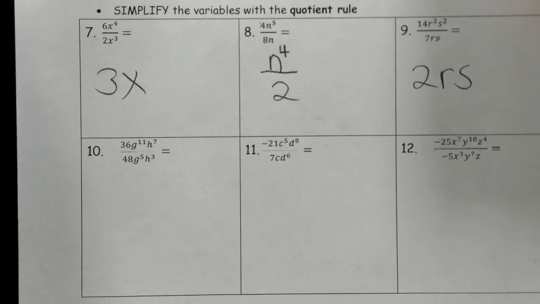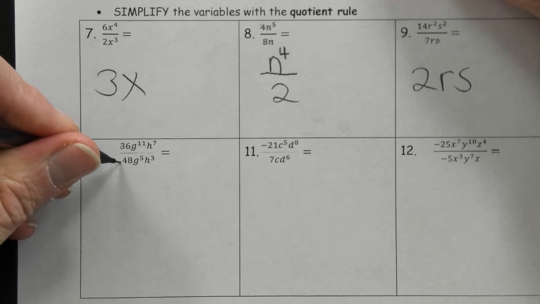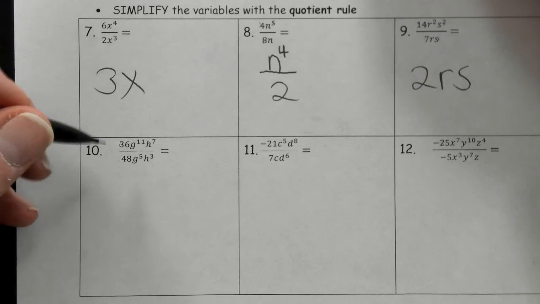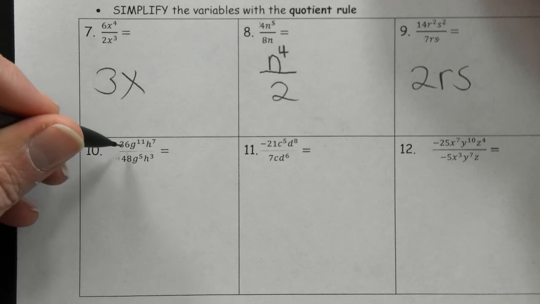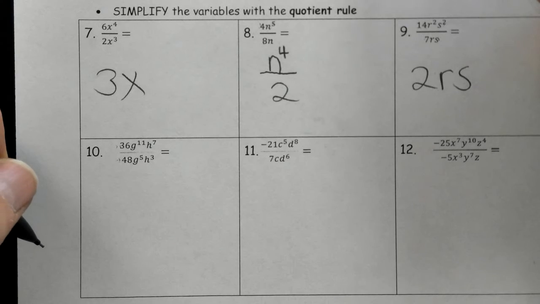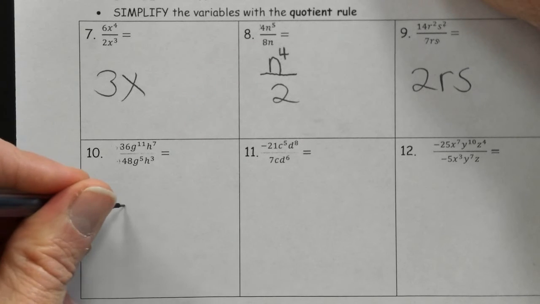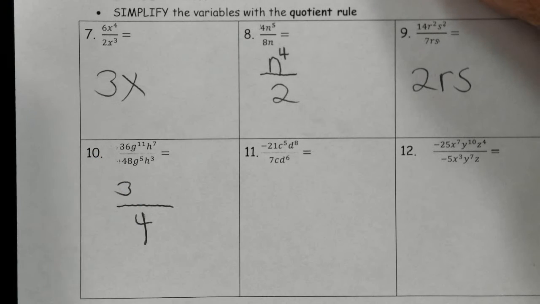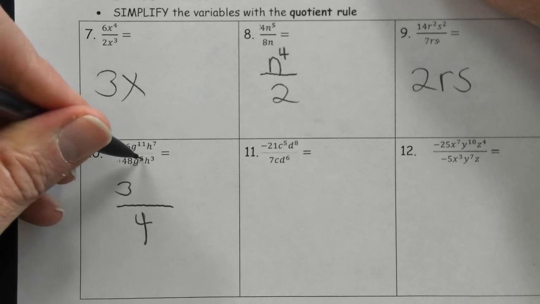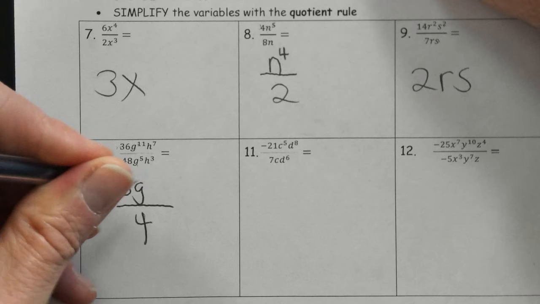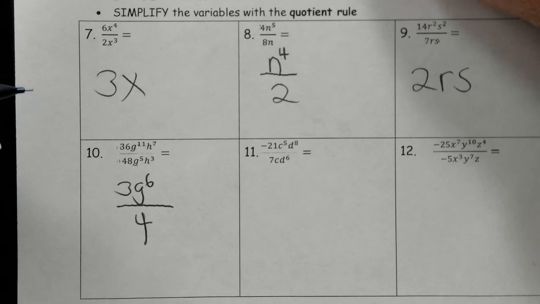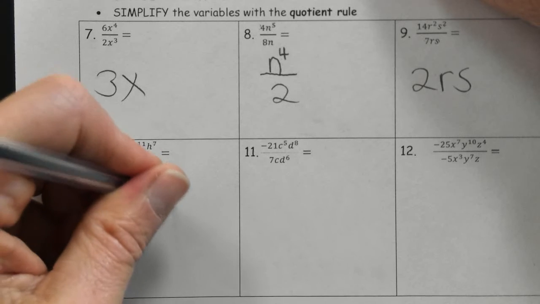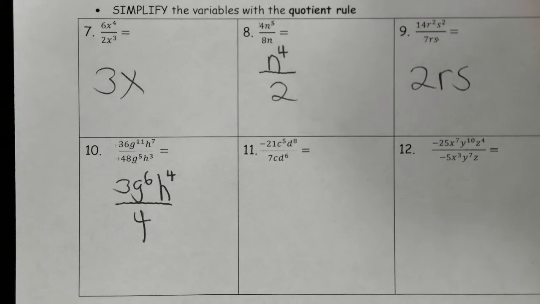Then once we get to number 10, we'll have 36 over 48. Now, what I would suggest on this one is use your calculator to reduce the fraction. Put 36 divided by 48 and press enter, and you would see that that reduces to 3/4. So that's kind of what I was saying earlier. We now have a fraction where we're going to have 3 on the top and we're going to have a 4 on the bottom. Now, let's see what our letters end up with. So 11 minus 5 is 6, so that will be g to the 6th on top. 7 minus 3 is 4, and then so that's h to the 4th on top. So there's your answer. 3g to the 6th, h to the 4th, divided by 4.